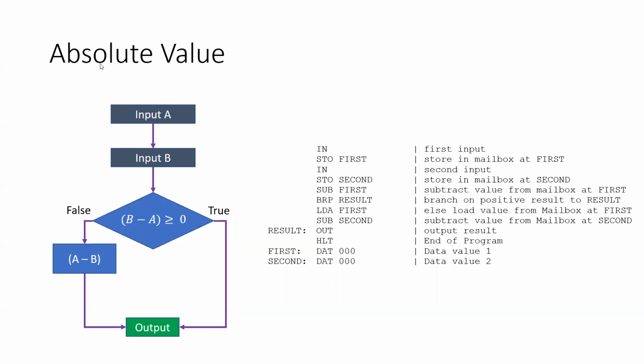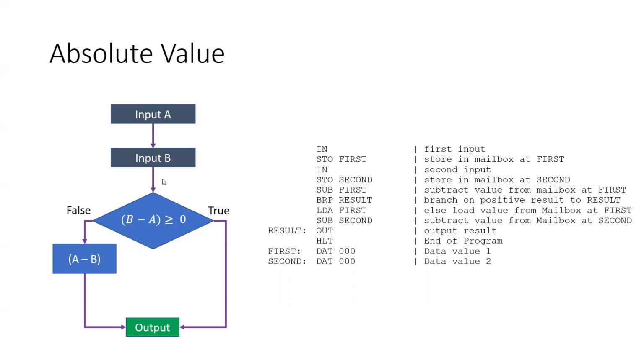Now let us see how to write an LMC program for absolute value. For absolute value, the concept is that if we are subtracting two numbers, the result should always be positive. That means A minus B should never give me a negative value, even if B is negative. If B is larger than A, there is a chance that I will get a negative value.